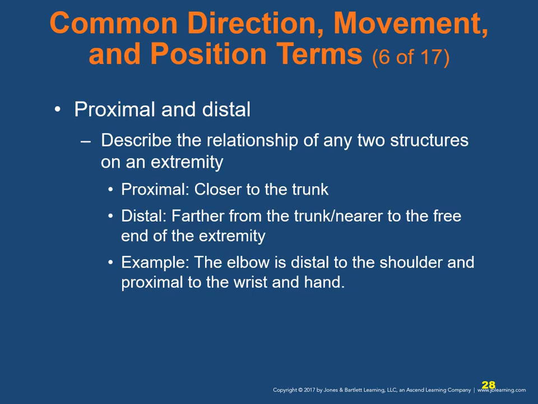The terms proximal and distal are used to describe the relationship of any two structures on an extremity. Proximal describes the structures that are closer to the trunk. Distal describes structures that are farther from the trunk or nearer to the free end of the extremity. For example, the elbow is distal to the shoulder and proximal to the wrist and hand.